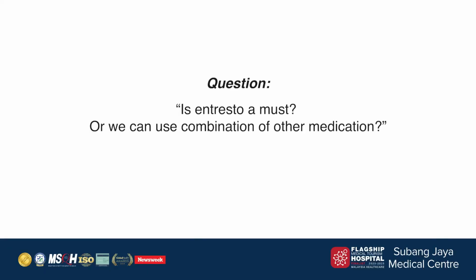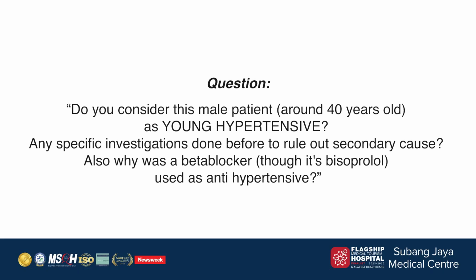There's a question: is Entresto a must, or can we use a combination of other medications for heart failure? I guess it's a RAS blocker, as we mentioned earlier. We can start with an ACE inhibitor or ARB and switch to Entresto if the patient remains symptomatic or his LV function is not good. Now, this is for Navin's patient. Do you consider this young male patient a young hypertensive, and was any specific investigation done to rule out a secondary cause? And the second part: why was a beta blocker used as an antihypertensive?